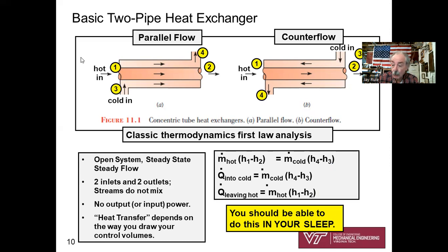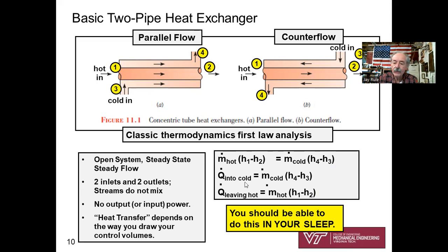How do we start? With a sketch: open system, steady state, steady flow, two inlets and two outlets. There's no mixing, okay? Only heat transfer. There's no output or input power. There's no shaft associated with a heat exchanger. It's not lifting a weight, okay? And then the heat transfer depends on the way you draw your control volumes.